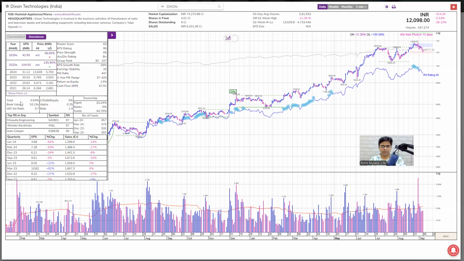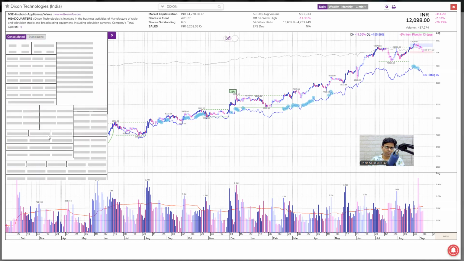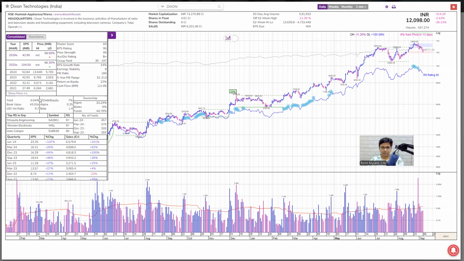So let's first look at the yield. What is the yield? So I click on consolidated. I don't look at standalone because the company can have subsidiaries as well. So we have to combine all of the data and see on a consolidated basis what's the plan with this company. So the yield is 0.04%.